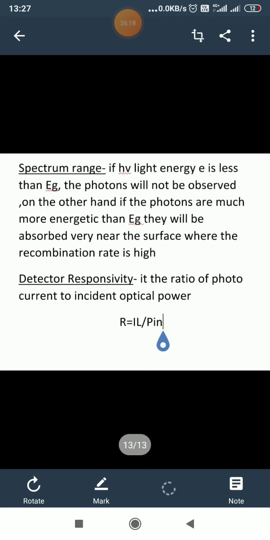Next one is detector responsivity. Detector responsivity is nothing but the ratio of the photocurrent to the incident optical power. This is one ratio that we have to remember, IL by PE. That is, the photocurrent which is produced by this process to the incident optical power, PE. So this completes photo detectors.